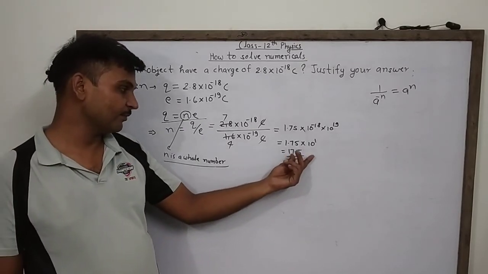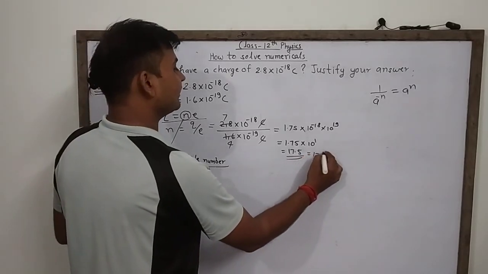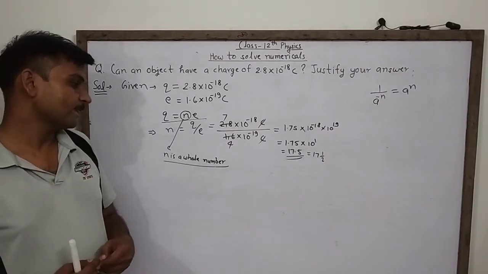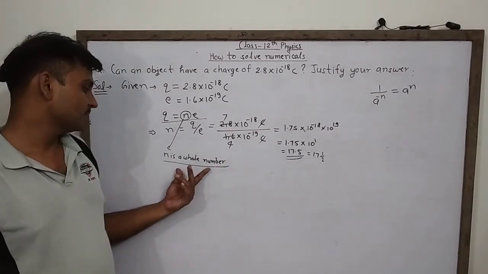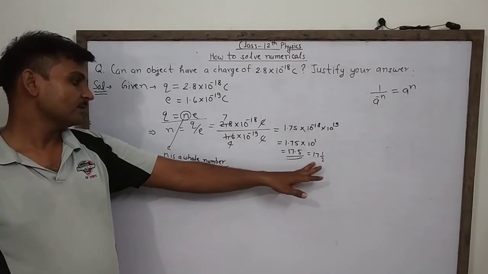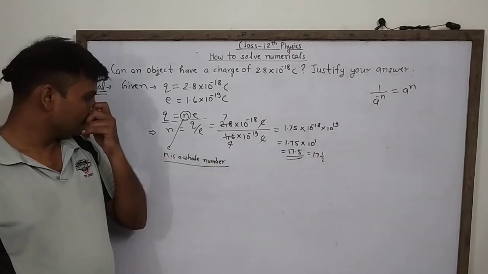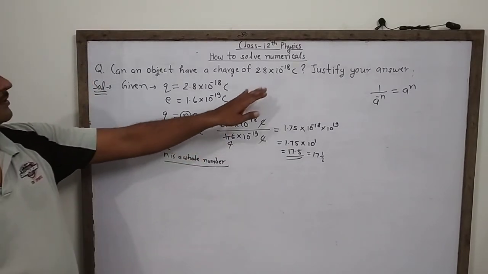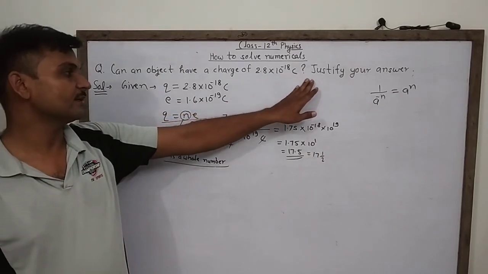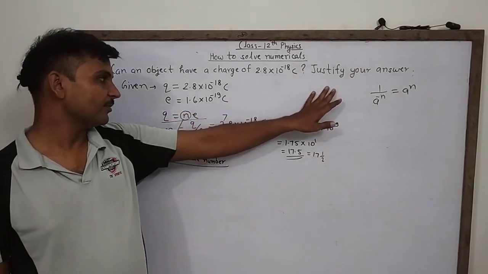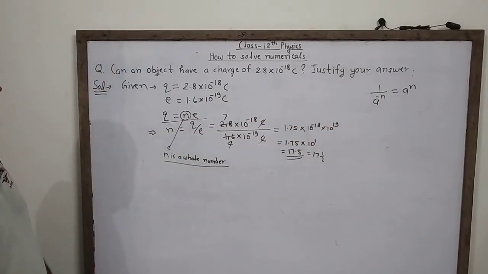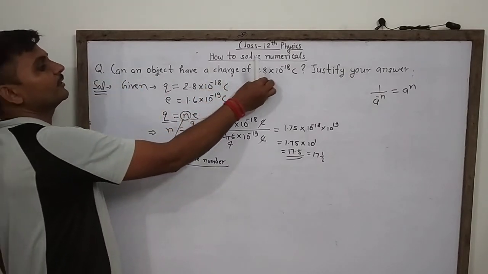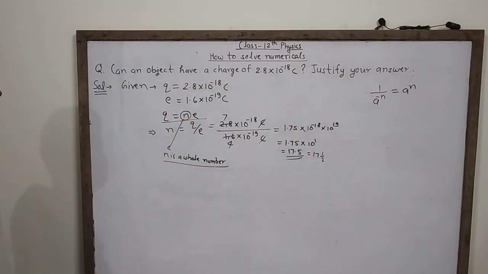But here we find 17.5, that is 17 and a half, which is in the form of a fraction. So this value does not satisfy the theory. So we can say that any object which has 2.8 into 10 power minus 18 coulomb charge cannot exist. So we say that there is no object which has a charge of 2.8 into 10 power minus 18 coulomb. No doubt.